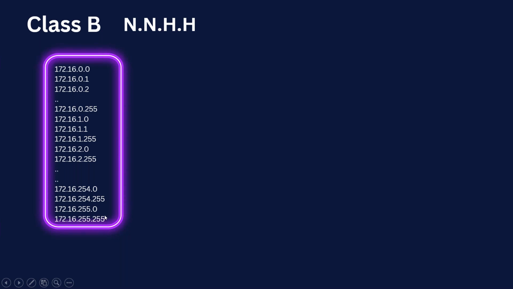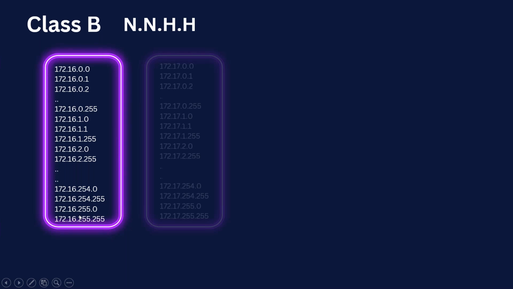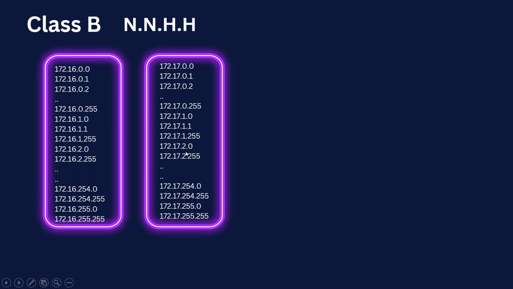Now, once both these octets are filled, what happens then? This 16 changes to 17. When 16 changes to 17, the network portion is different. Whenever there's a change in the network portion, it indicates a change in the network itself. So these IPs belong to one singular network. This is the 172.16 network, and this is the 172.17 network, a completely different entity.